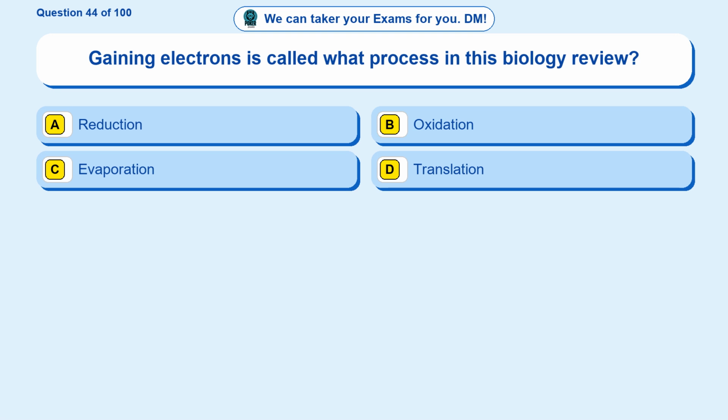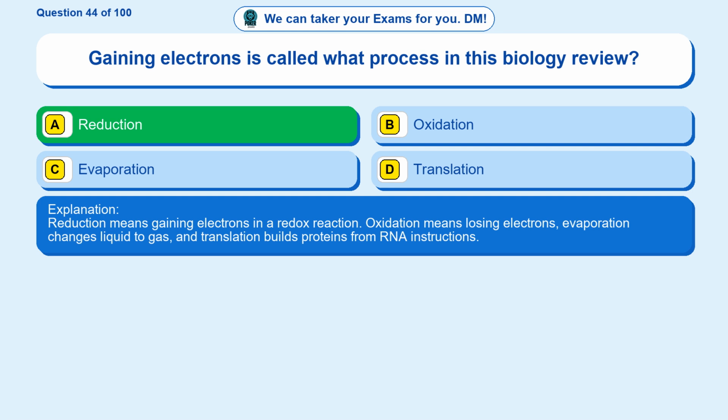Question 44. Gaining electrons is called what process in this biology review? Option A, reduction. Option B, oxidation. Option C, evaporation. Option D, translation. The correct answer is option A, reduction. Reduction means gaining electrons in a redox reaction. Oxidation means losing electrons, evaporation changes liquid to gas, and translation builds proteins from RNA instructions.